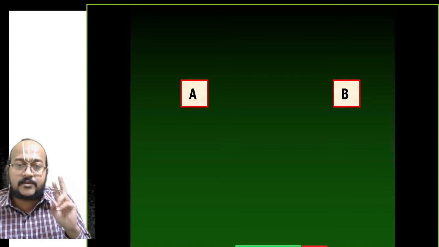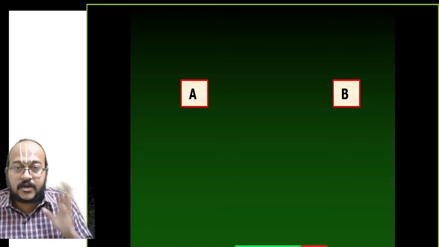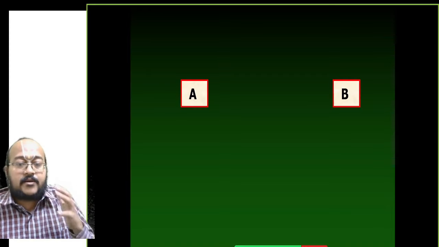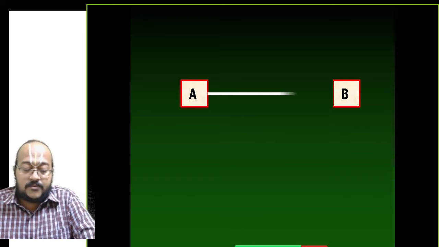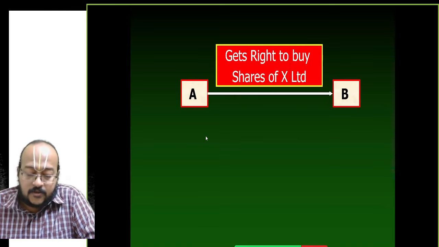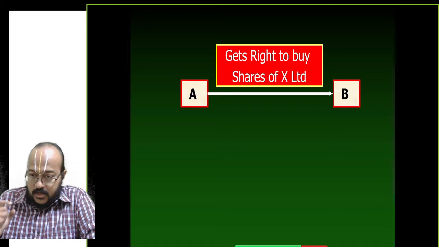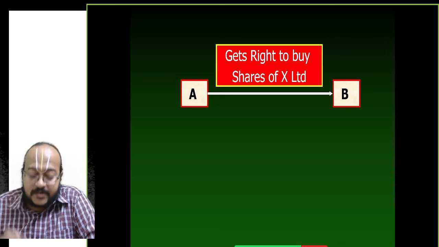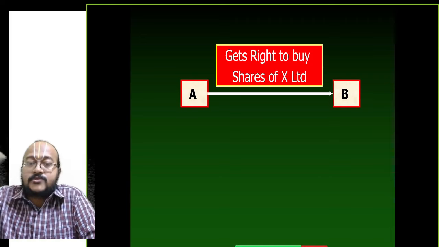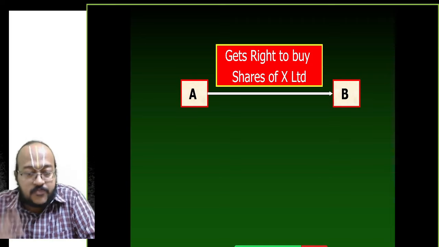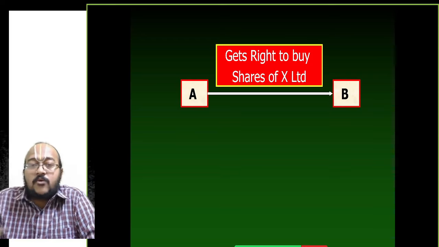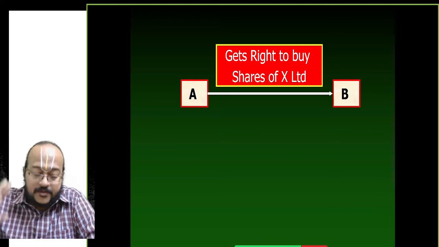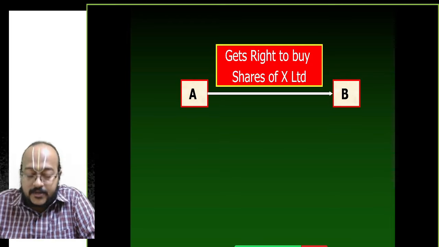See, two parties are there, A and B. Correct? They are entering into a contract wherein A gets the right to buy shares of X Limited. In Reliance Limited, you assume. That's why I showed you. Reliance share price is how much? For illustration purpose, assume it to be 2000 rupees. Got it? So there are two parties.